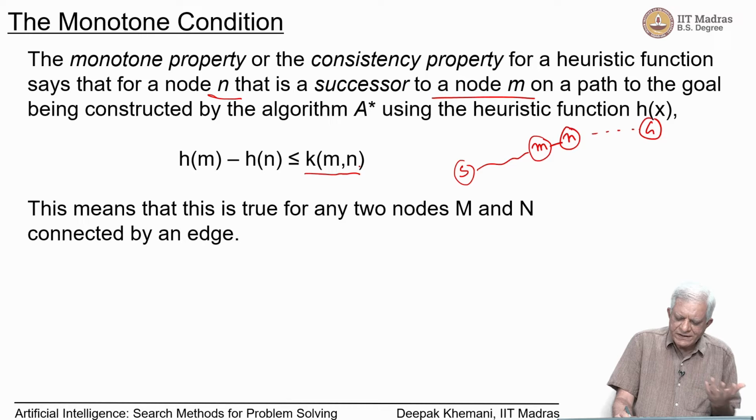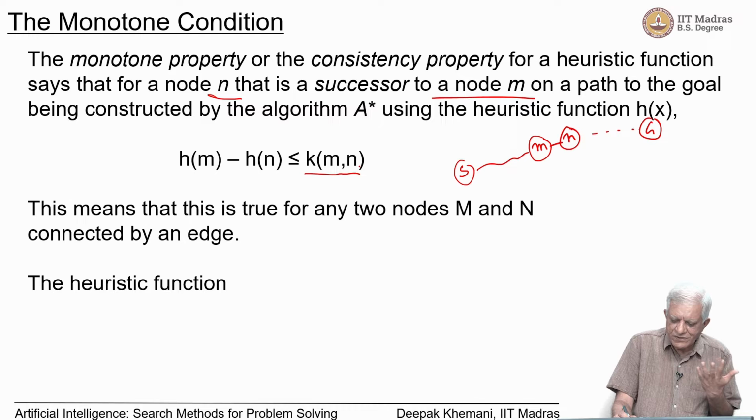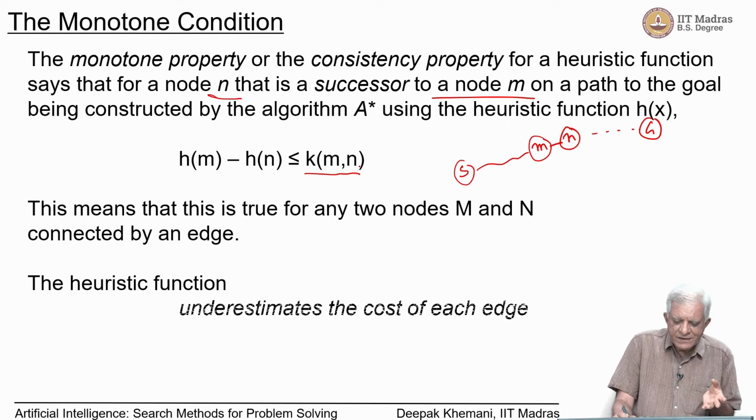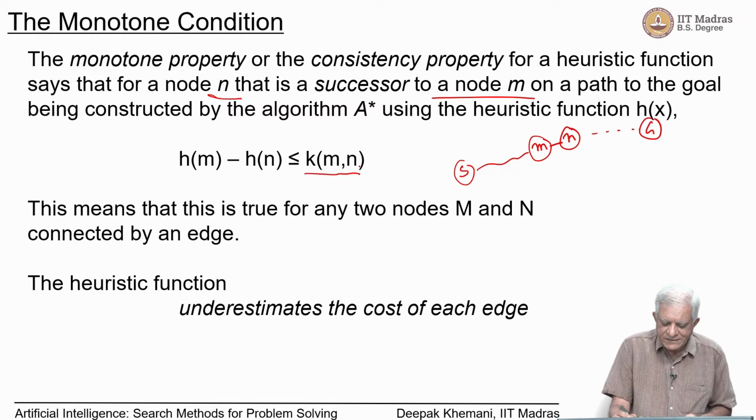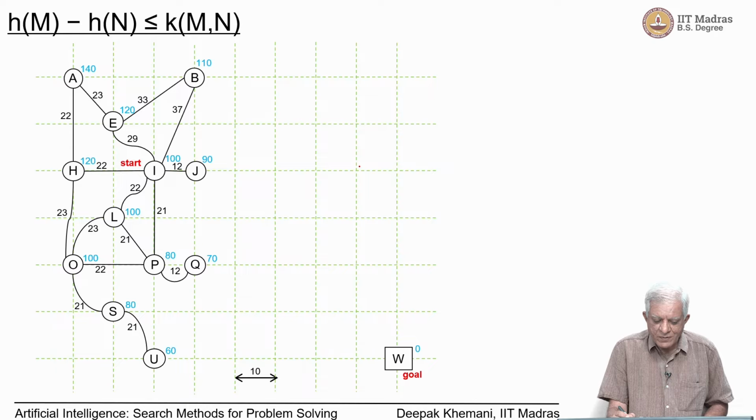So, this means actually it is true for any nodes m and n connected by an edge, because really the path being explored depends on how good your heuristic function is. So, a path could be through any combination of nodes. So, the heuristic function underestimates the cost of each edge. If that is the case, then we say that the consistency property is satisfied.